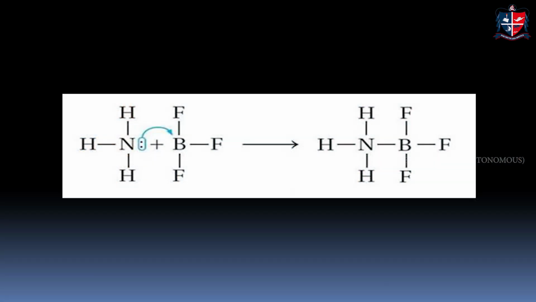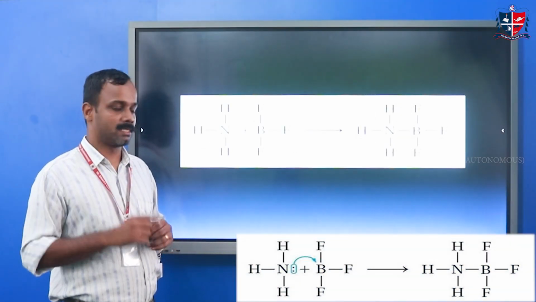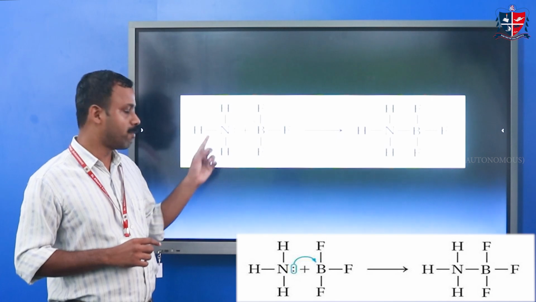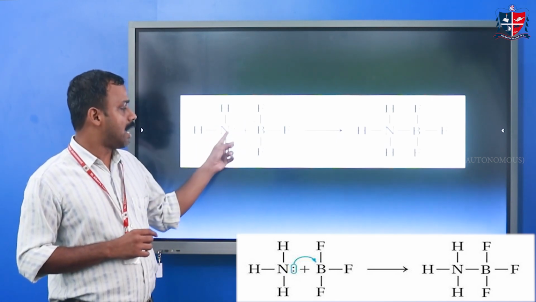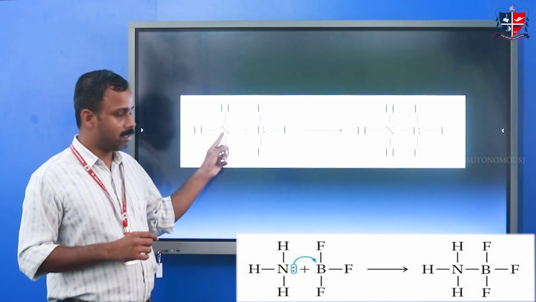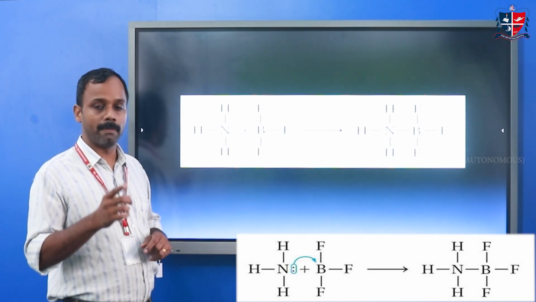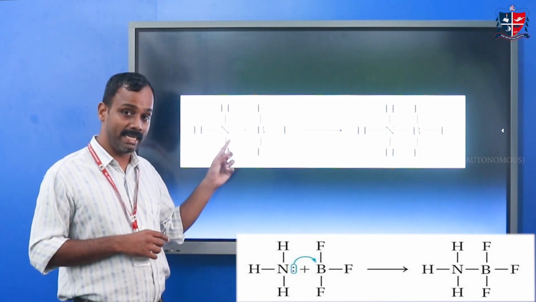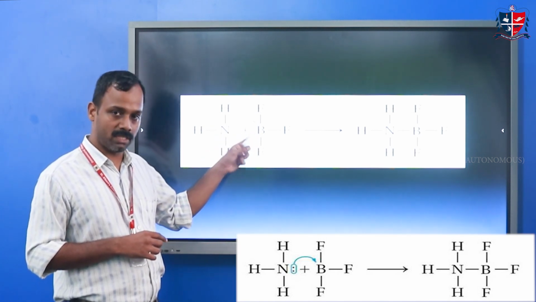For example, we consider this reaction. We know that in ammonia, nitrogen is sp3 hybridized, and the ammonia molecule contains a lone pair of electrons, right? And this lone pair of electrons of ammonia is donated to this BF3 molecule. BF3, boron belongs to group 13, right? The octet is not complete. It's an electron deficient molecule.